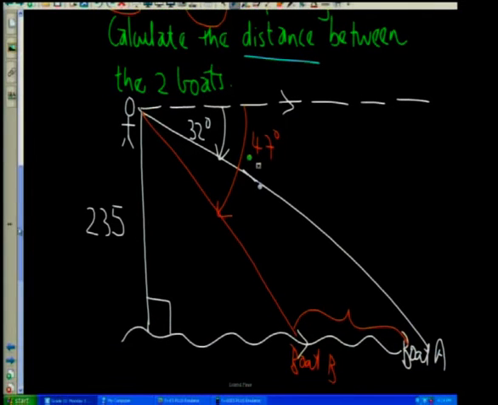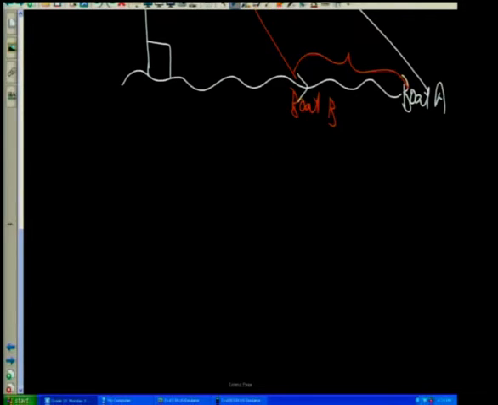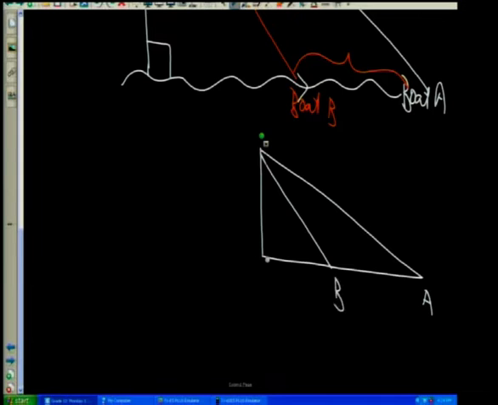Okay, so just very roughly, two boats at sea, I'm on the cliff, I see boat A, boat B. Let's put this into some mathematical perspective. If I was to draw a mathematical picture, I've got boat A over here, boat B over here, and a horizontal that the observer is measuring the angle of depression from, of 32. I've got another boat at 47, and I've got this cliff at 235 meters.